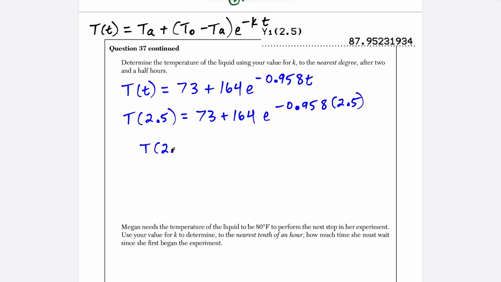We have T(2.5) is equal to, and this works out to 87.952 if I round out to 3 decimal places. But if we're going to round our final answer to the nearest degree, I'm just going to say 88 degrees Fahrenheit. So here is our solution to the second part.